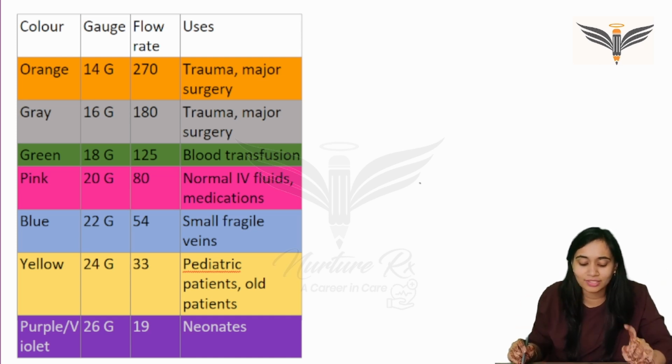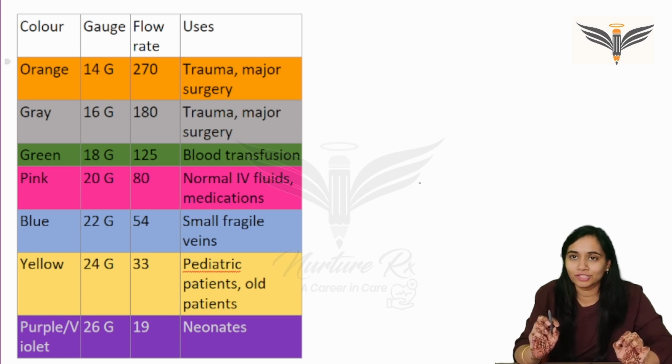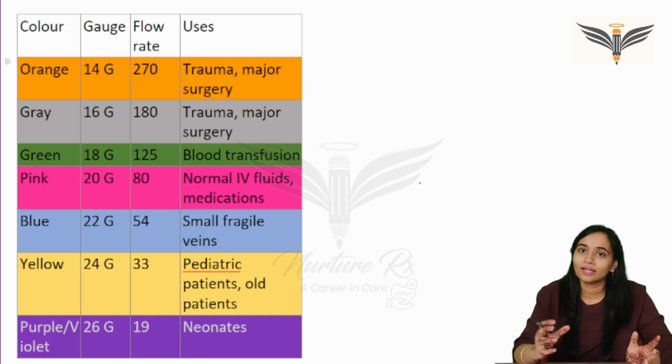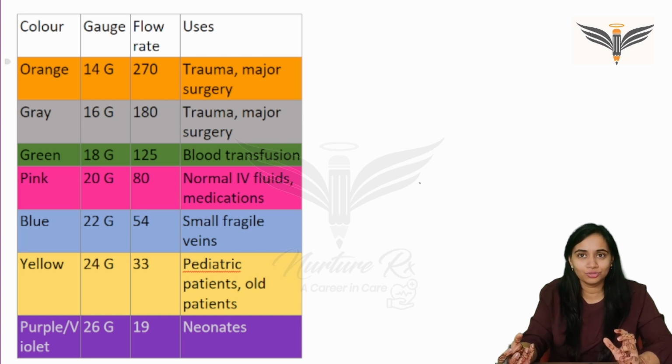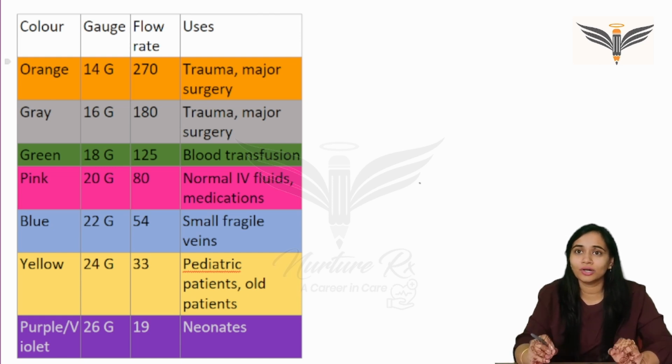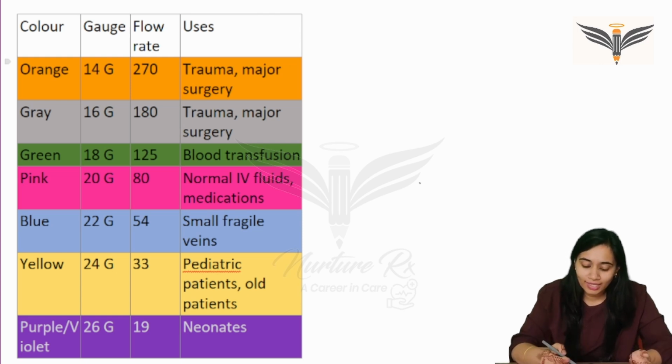The first one is orange color. Orange color cannula is 14 gauge. It is represented with G. And what is it used for? It is used in trauma and in major surgeries, that is, whenever you're flushing fluids or doing blood transfusion in trauma cases or major surgery. Trauma is where you have had a huge blood loss, and the same is the case with major surgery. So where you have to replenish the blood or the fluids very fast, you are going to use a very large bore cannula. So what is it? 14 gauge.